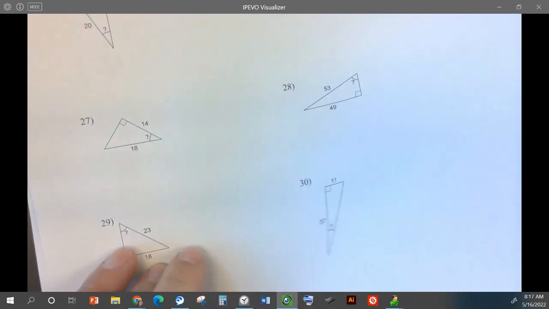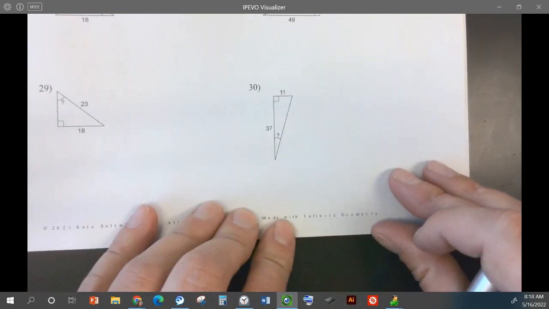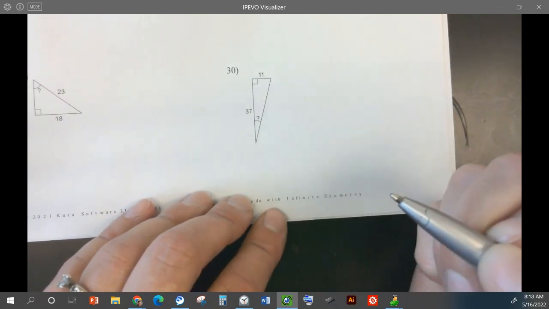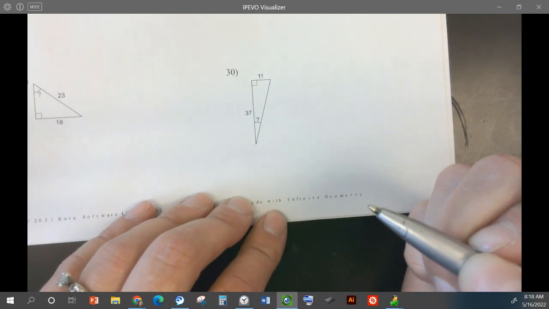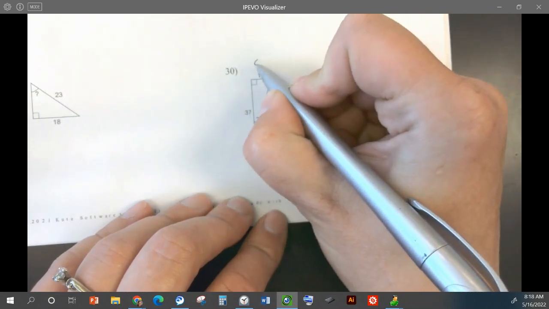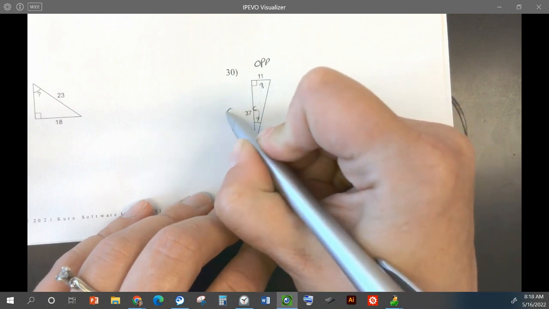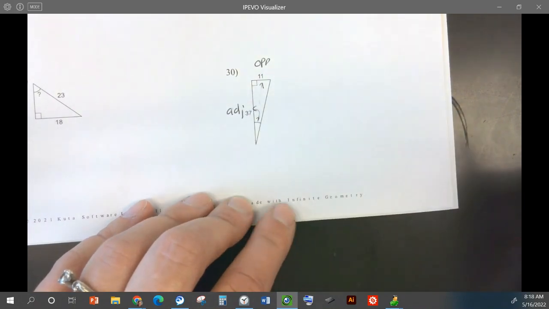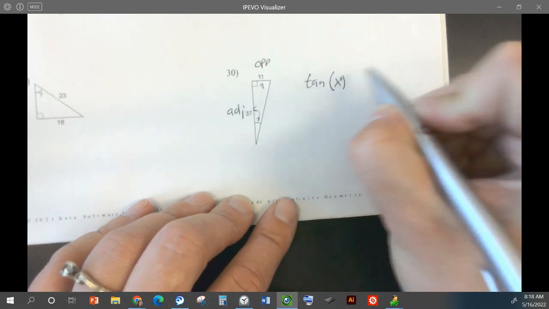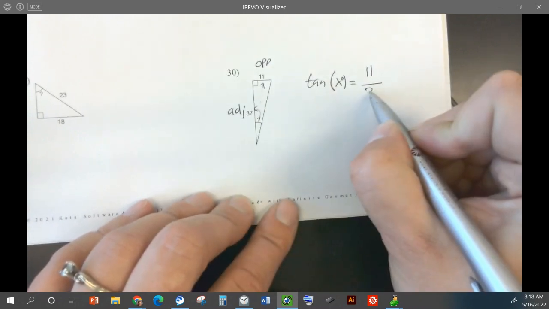So the last one on here is 30. So we have this angle. What sides do we have? Good, we have our opposite side, so the opposite of this angle. And we have the adjacent. So that's tangent again. So tangent of our angle, I'm going to call it x, equals the opposite side over the adjacent side.